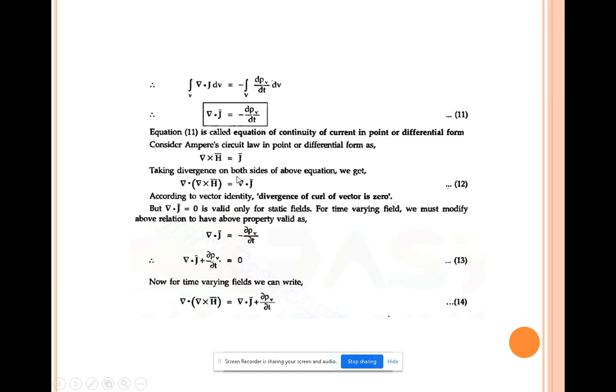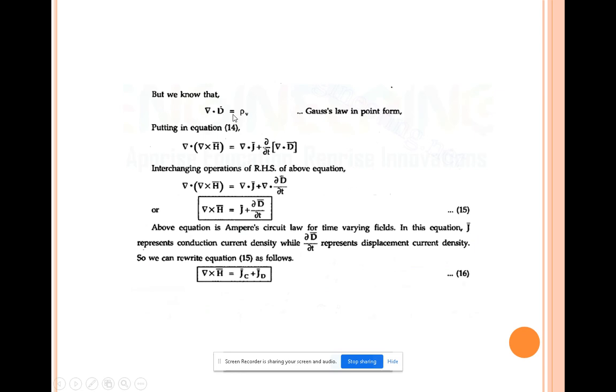Because for the static field we write one form, but we are going to write for the time varying field. For the time varying field, this term dou rho v by dou t will be included. So you have to add this equation here. Okay.